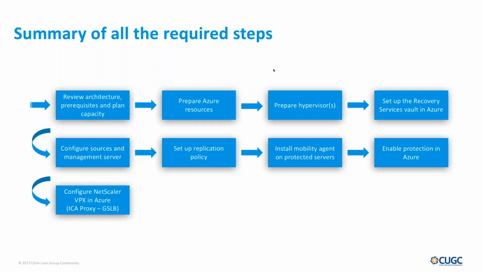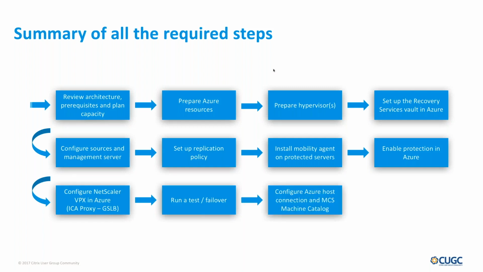Then we can activate the NetScaler VPX in Microsoft Azure and configure the ICA proxy and the GSLB configuration. Afterwards, we can run an actual test failover. Then we need to configure the master. We need to prepare the machine catalog configuration for the master image, and then we can work in Microsoft Azure.